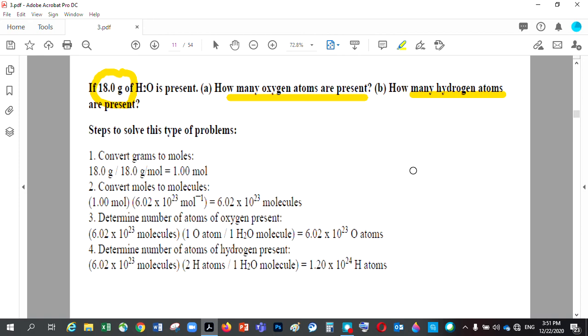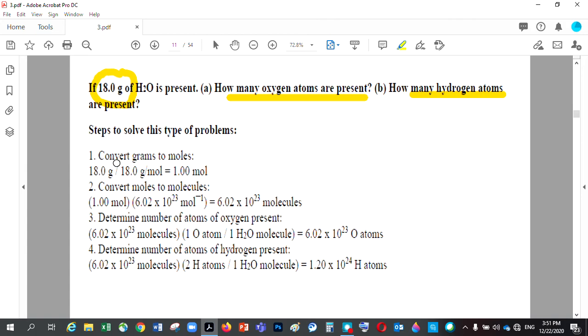We know that's 2 hydrogens and 1 oxygen, correct? That's the ratio between the atoms. But we need to know the exact number, not a 2-to-1 ratio. If I have 18.0 grams of H2O, how many oxygen atoms are present, and how many hydrogens? So let's do this together.